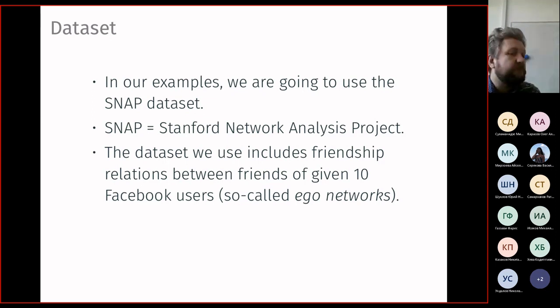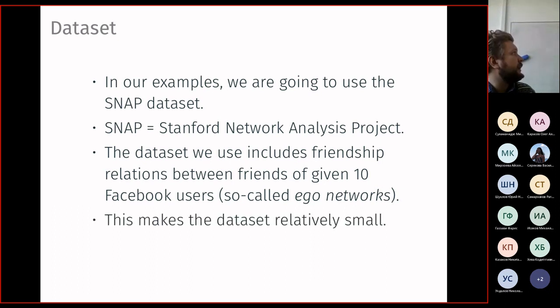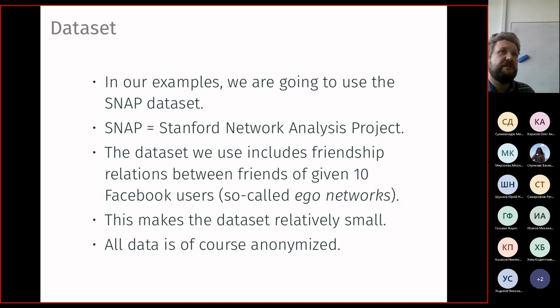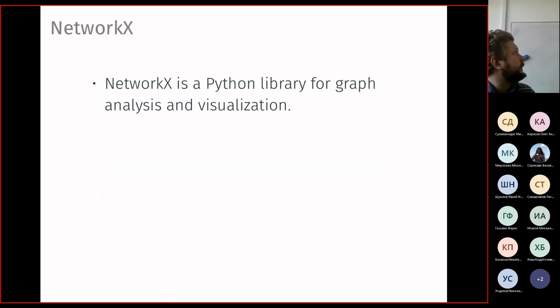This is a small data set which can be downloaded from Snap, and it will be included in your home task. We'll use it. It's relatively small, and of course the data is anonymized, and instead of names you will see numbers there.